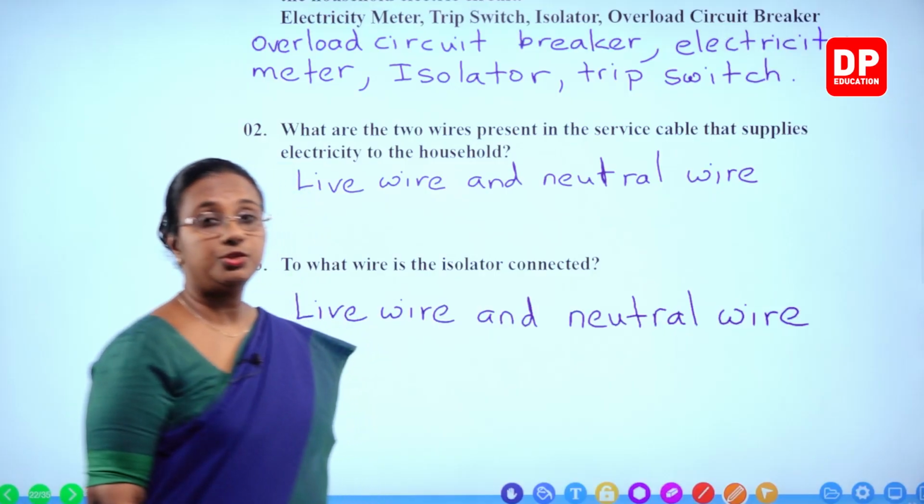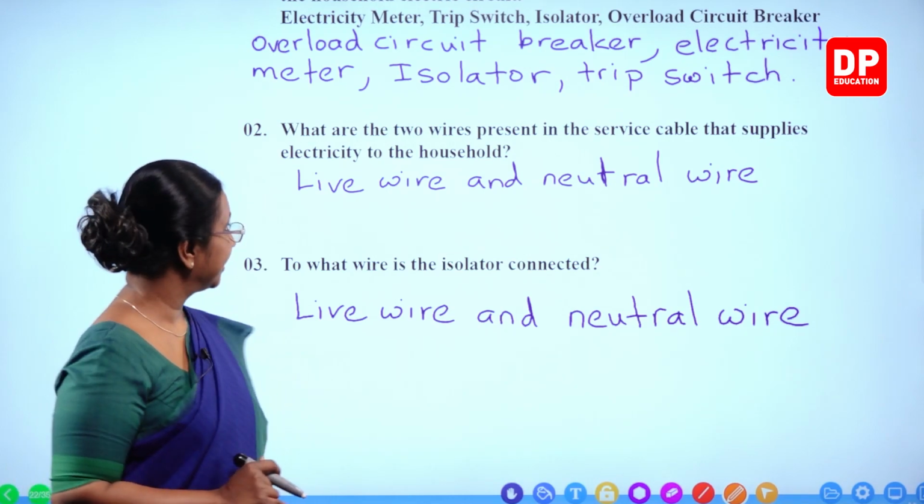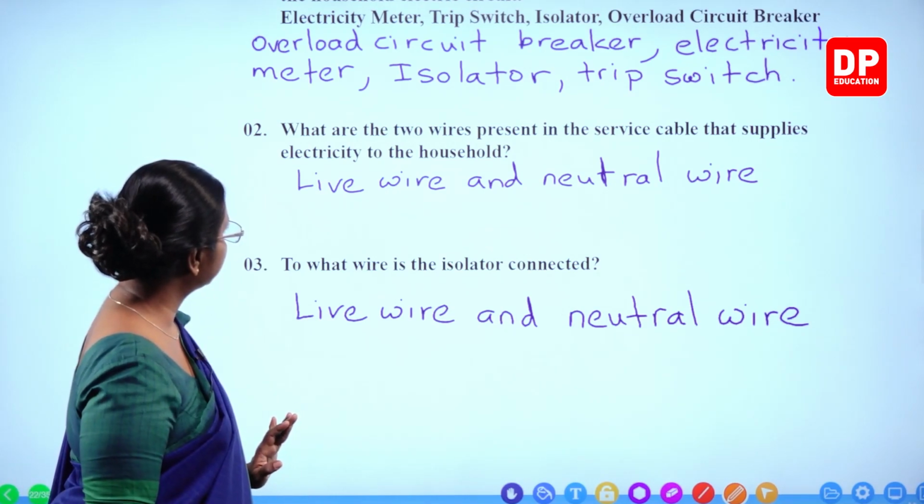So, it is connected to both the wires. I am sure you all can understand that. So, we have answered these three questions, students.